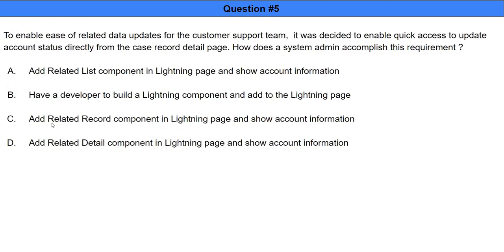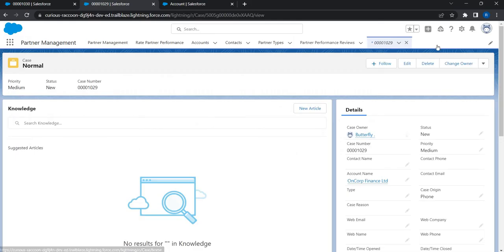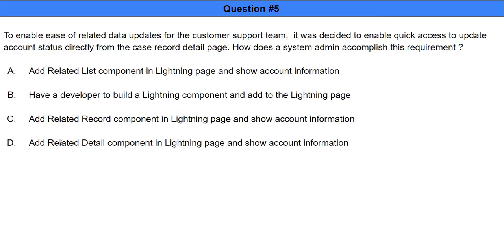So between option C and D, we're talking about adding a related record component in the Lightning page and a related detail component in the Lightning page. Let's try to do that and see which one is the right answer. So let's go back here. Let's edit the page. Let's see if both the components are present first, record detail and related record. So let it first open.